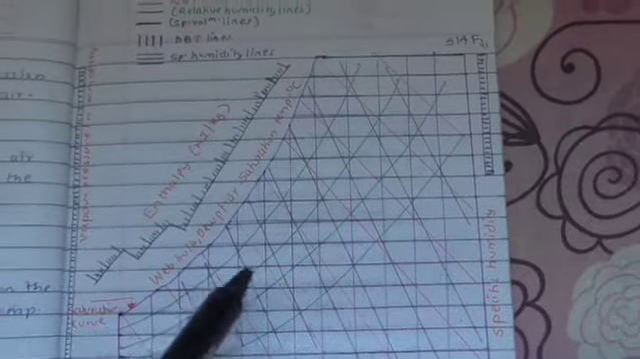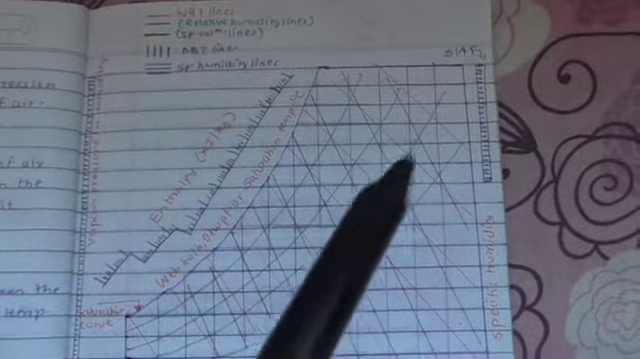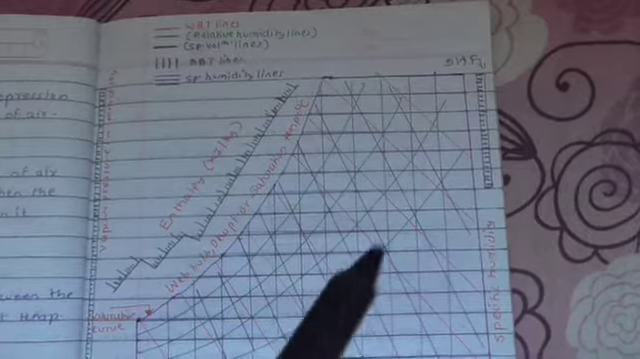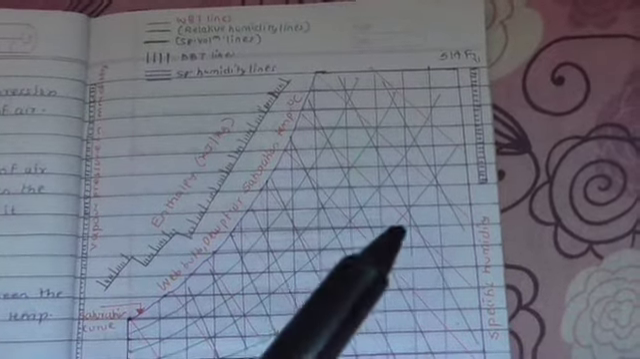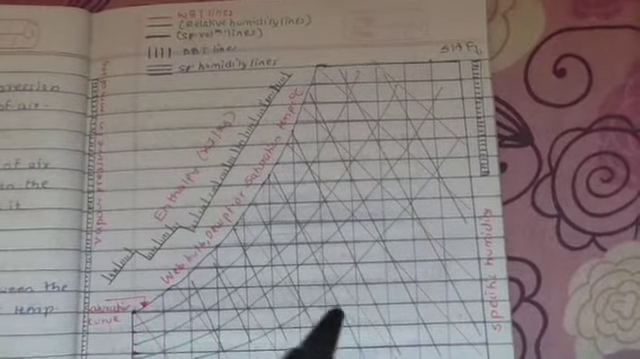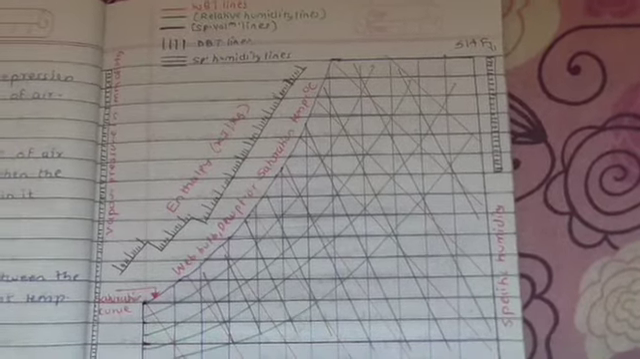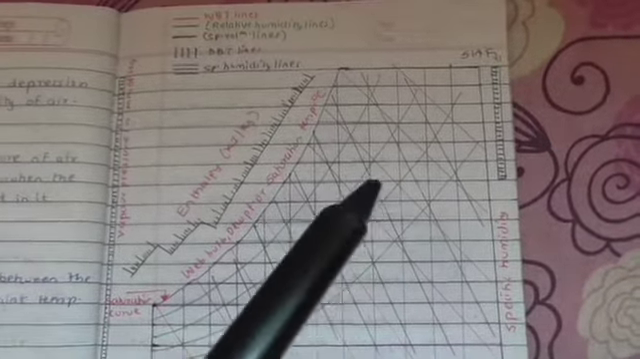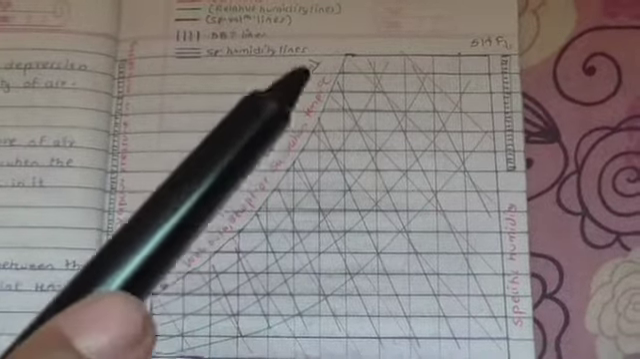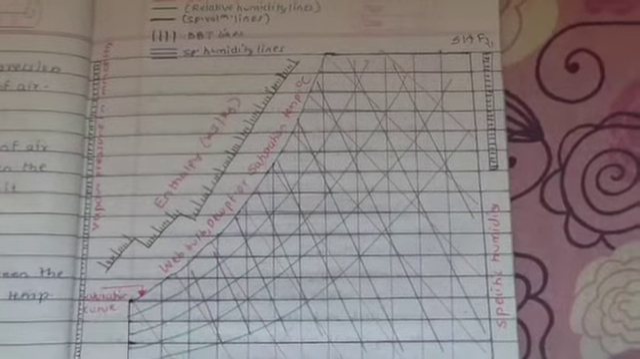Then we have these green curves inside the psychrometric chart. These are the relative humidity curves. The use of these curves is to determine the value of humidity. The 10% curve is here, then 20%, 30%, the 50% curve is in the middle, and this large curve, the final curve, is the 100% relative humidity curve.